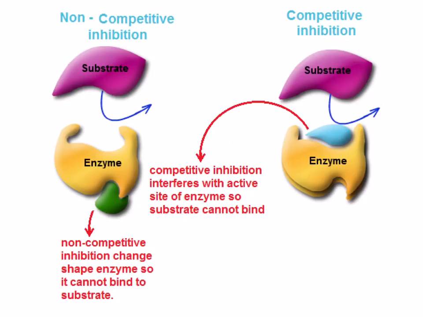And here's quite a nice diagram to show you the difference between competitive and non-competitive inhibition. On the left, you've got non-competitive inhibition. So this means that the inhibitor is binding to another site called an allosteric site. And it changes the shape of the enzyme so that the substrate cannot bind to the active site. In competitive inhibition, the inhibitor is competing with the substrate for the active site, and it interferes with the active site so that the substrate cannot bind.